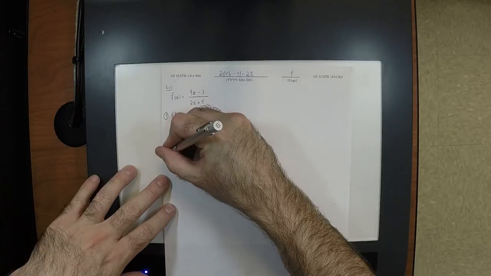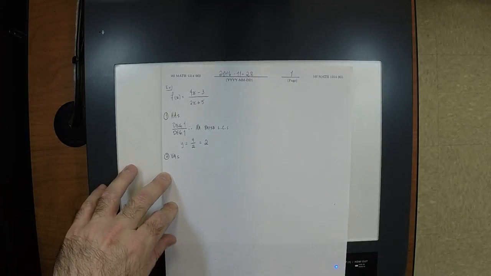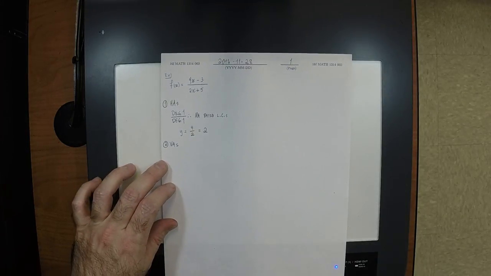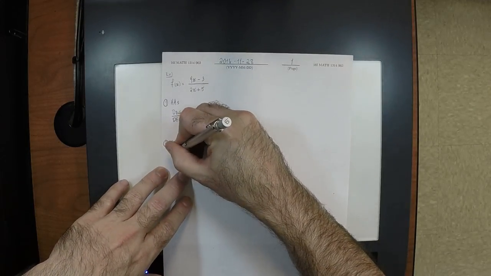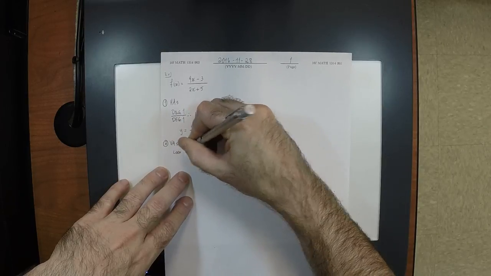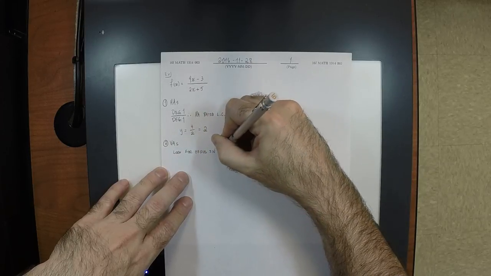Okay, 2. Does it have a vertical asymptote? Yes. It does. So where and why? Is it negative 5 over 2? I agree. So how do you check? What are the places you should look for a vertical asymptote? Where the denominator is 0. So look for zeros in the denominator.